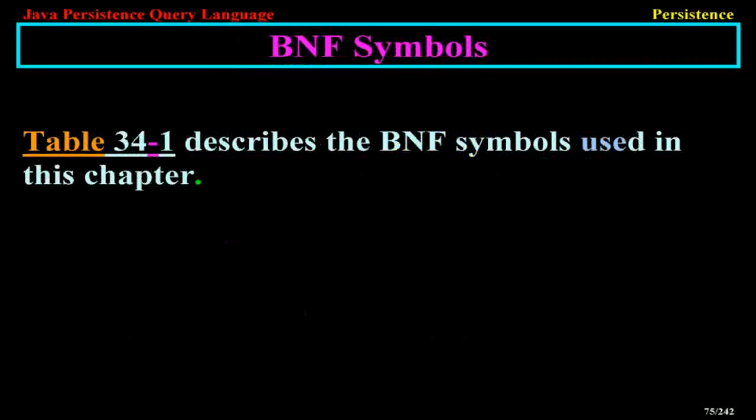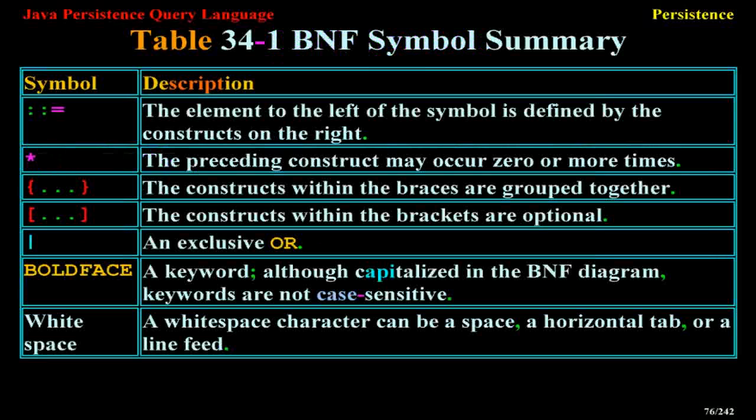BNF symbols. Table 34-1 describes the BNF symbols used in this chapter. Table 34-1, BNF symbol summary. Symbol description: ::= means the element to the left of the symbol is defined by the constructs on the right.